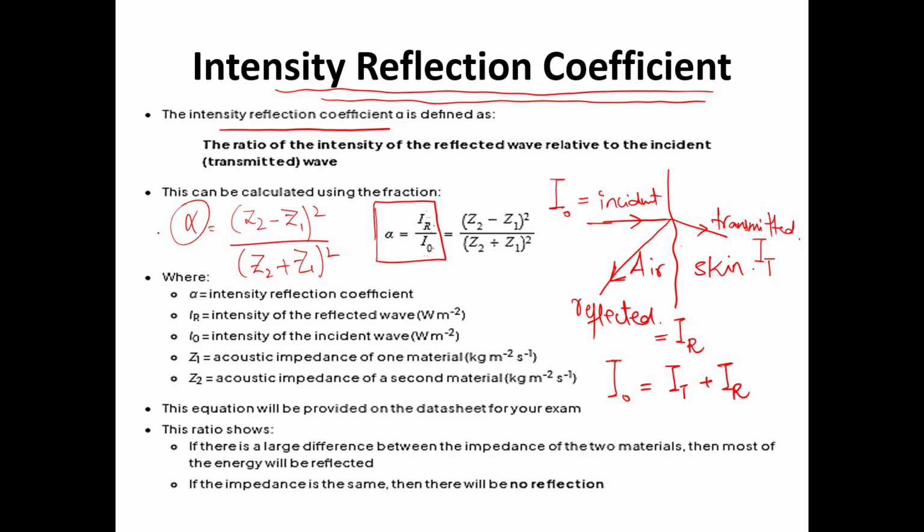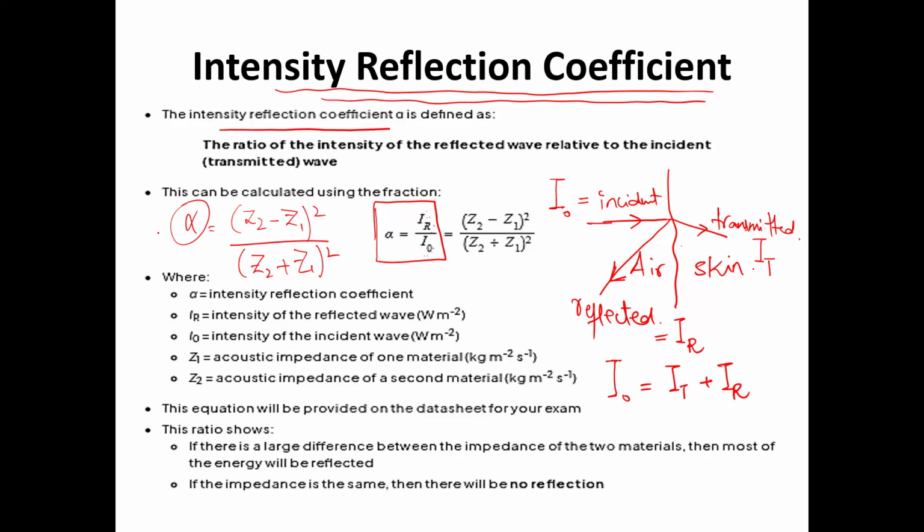So the intensity reflection coefficient alpha is equal to (Z2 minus Z1) whole square divided by (Z2 plus Z1) whole square. The ratio of the intensity of the reflected wave relative to the incident wave is known as alpha. Yes, student, is this fine? So alpha is the intensity reflection coefficient, IR is the intensity of the reflected wave, I naught is the intensity of the incident wave, Z1 is the acoustic impedance of one material, and Z2 is the acoustic impedance of the second material. You will be provided with the data sheet for this equation in your exams.